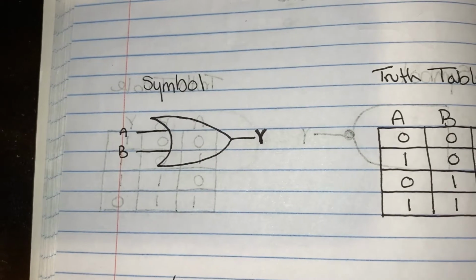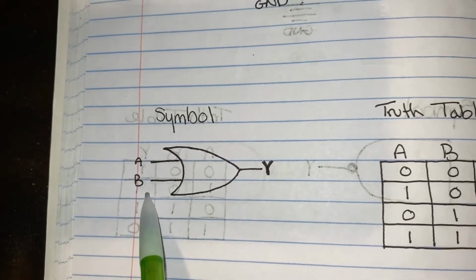Our symbol for the OR gate, we have the 2 inputs A and B and the output of Y. Our truth table.